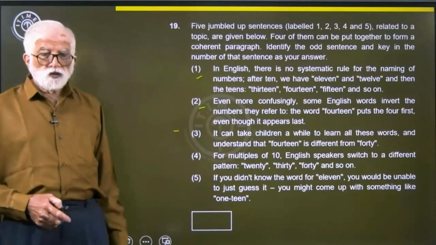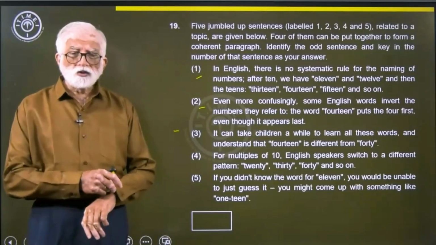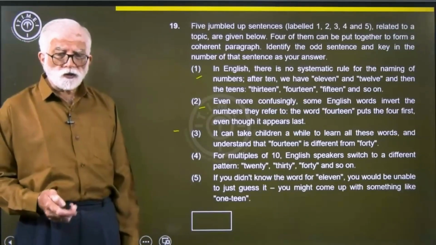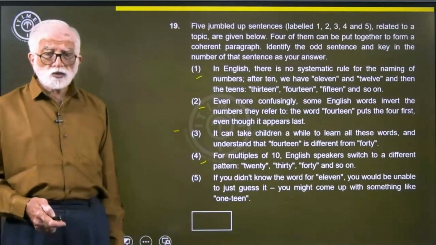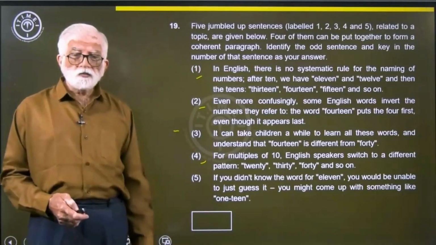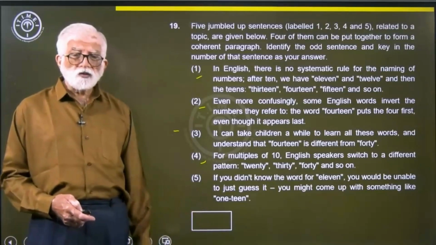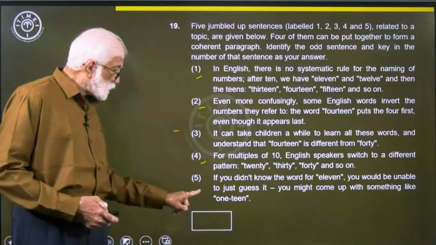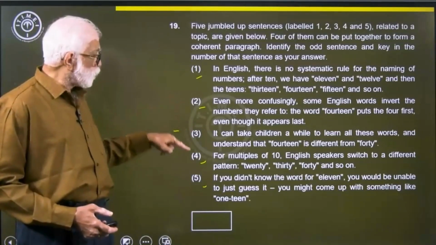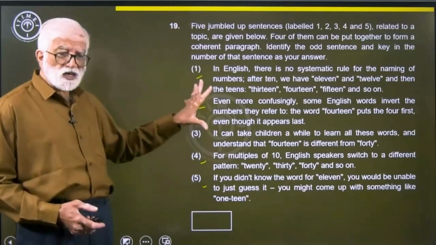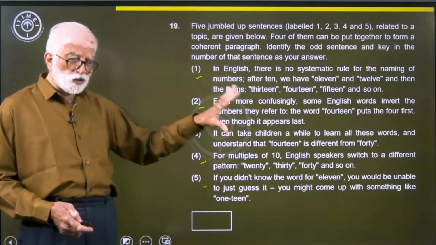What about 4? For multiples of 10, English speakers switch to a different pattern, 20, 30, 40 and so on. Again, strange aspects of the language. If you didn't know the word for 11, you would be unable to guess it. You might come up with something like 1 teen. Again, strange aspects of the language, which means very clearly 1, 2, 4 and 5 talk to me about strange aspects of the language in the way it deals with numbers.